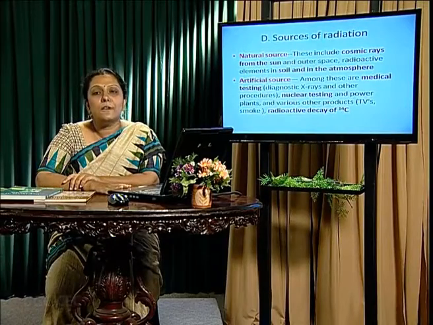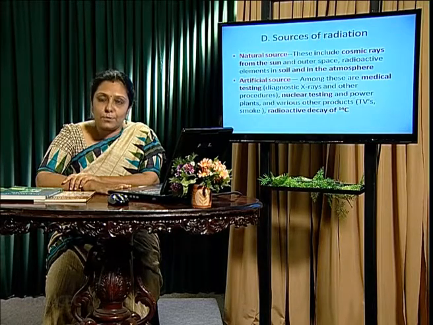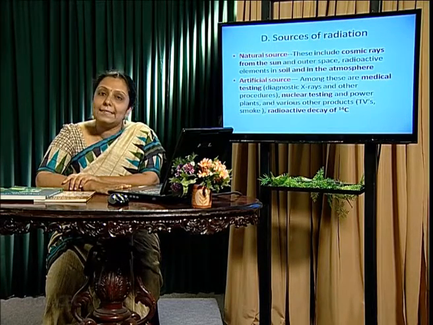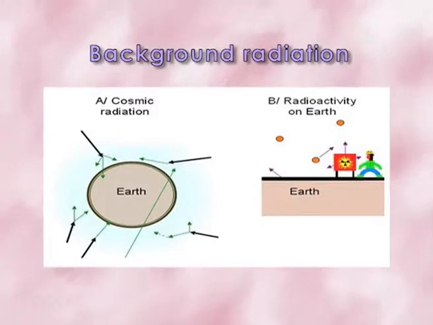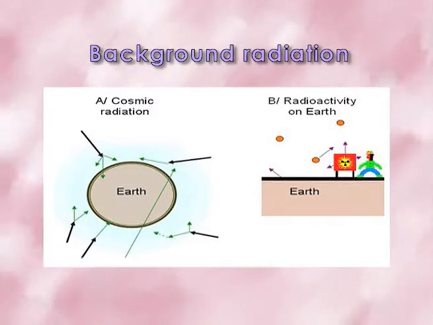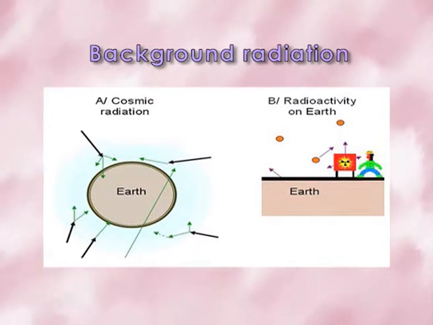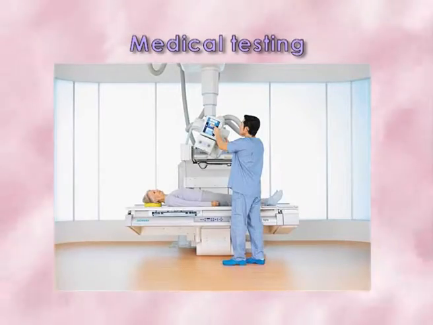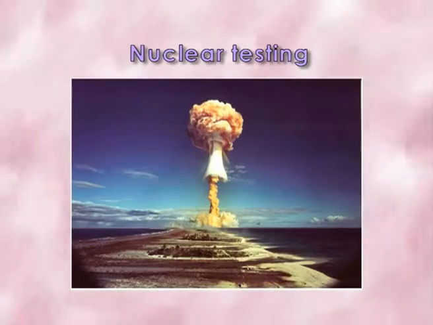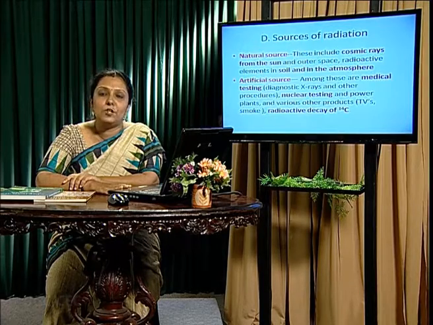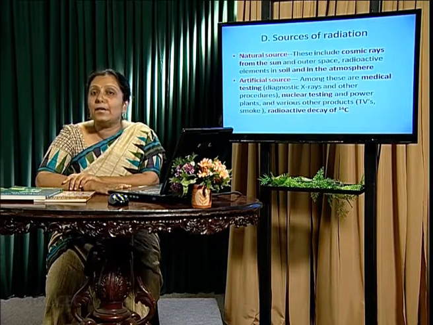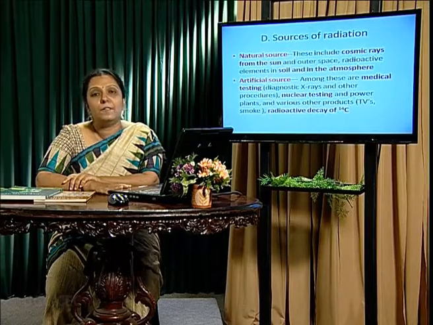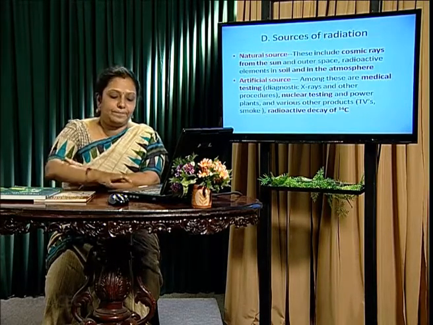Next one, sources of radiation. It may be natural sources or artificial sources. As natural sources, it was found that background radiation comes from the radioactivity of soil as well as atmosphere, as well as cosmic rays and sun rays, which contain ultraviolet radiation. And as artificial sources, it includes medical testing and nuclear testing. The diagnostic X-ray is often referred to as an artificial source of mutation, and radioactive decay from 14C carbon, which is getting converted to nitrogen.